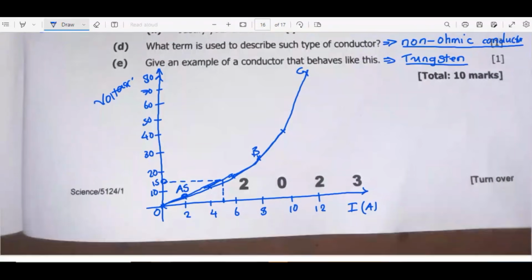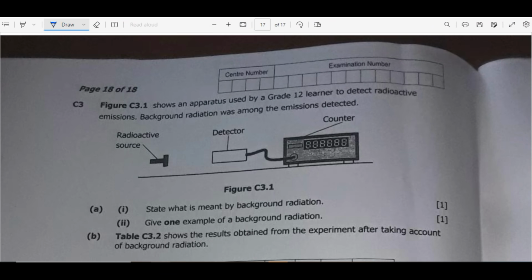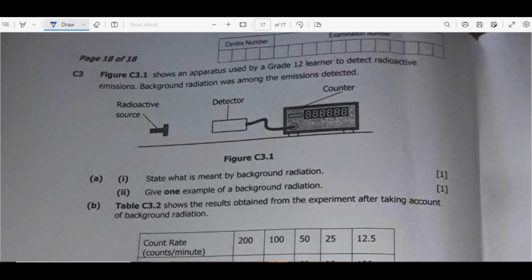So let's go to question 3. Under question 3, it's also a question that requires graph paper. In science, you need to be good when it comes to graph paper, because whether you like it or not, there will be at least one question where you are going to use graph paper, or maybe two, depending on which question you think is simple for you.